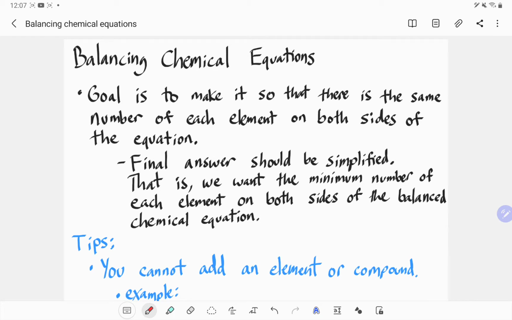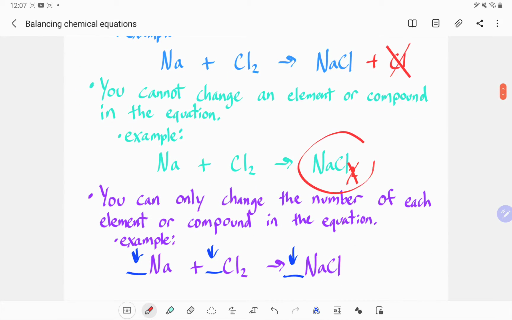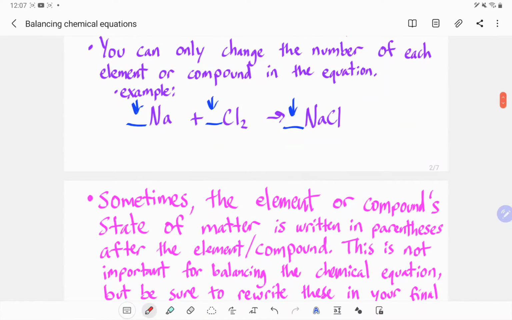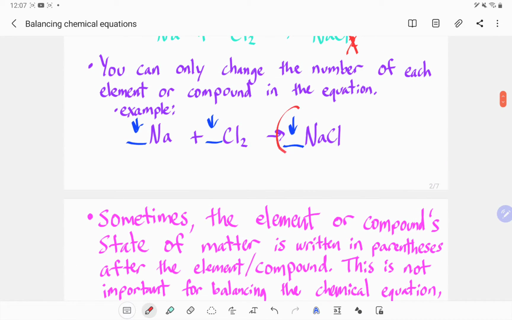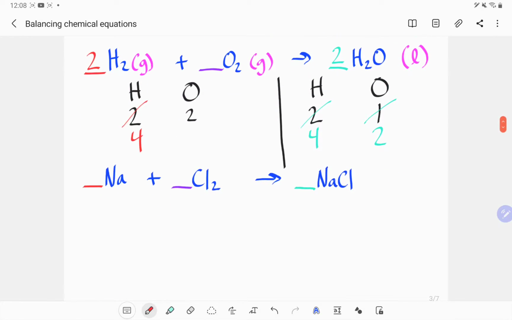So as a recap from our last video, the tips are that we cannot spontaneously add an element. We cannot change the elements or the compounds that we have. Can't do that. And the only thing that we can do when we're balancing chemical equations is changing the number of each compound that we already have. So we did that in this example here.